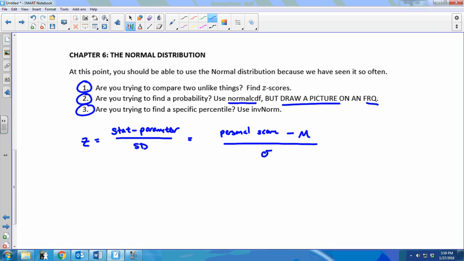And then 3, are you trying to find a specific percentile? Use inverse norm. You're trying to find the 85th percentile, the 75th percentile. Then you type in 0.75 or 0.85 or whatever, and it gives you the cut scores. Okay? So that's what inverse norm is used for. We've come back to that a few times. That's, in general, what's happening in Unit 1.